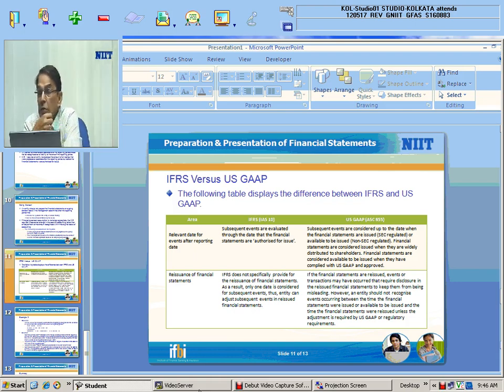So what is the date of issue? The date when they are widely distributed to the shareholders. Not when the shareholders are approving it, but when they are widely distributed to the shareholders. Financial statements are considered available to be issued when they have complied with US GAAP and been approved.